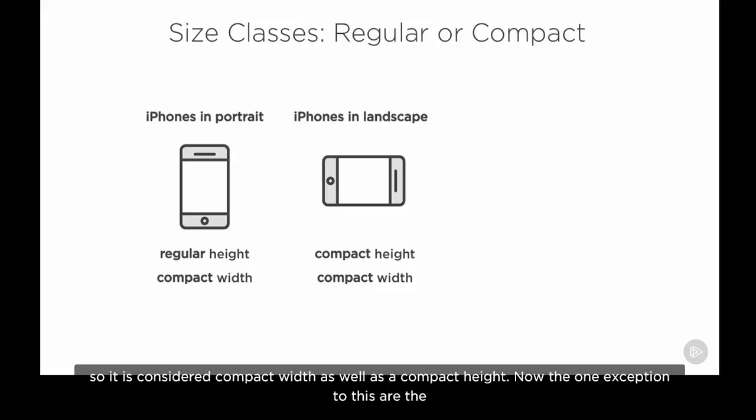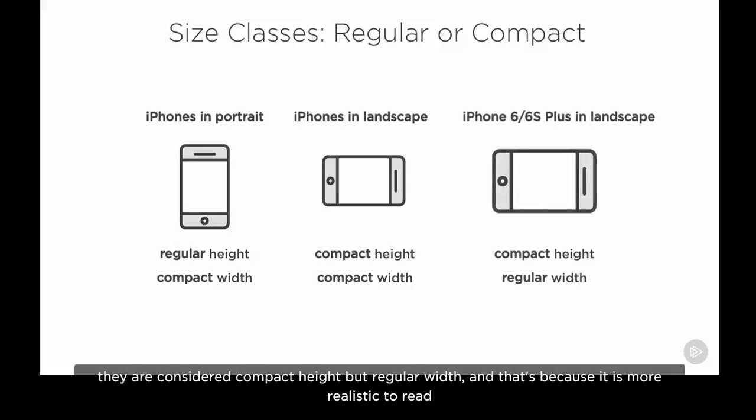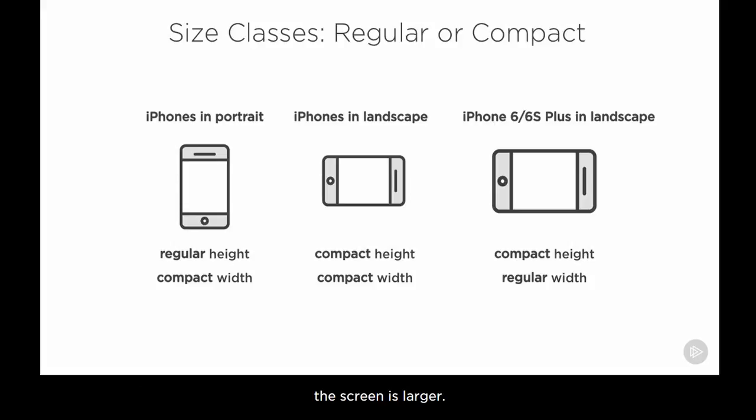Now, the one exception to this are the iPhone Plus devices, the iPhone 6 Plus and the 6S Plus, because when those are held in landscape mode, they are considered compact height but regular width. And that's because it is more realistic to read larger amounts of content on the Plus devices in landscape orientation because the resolution is good and the screen is larger.